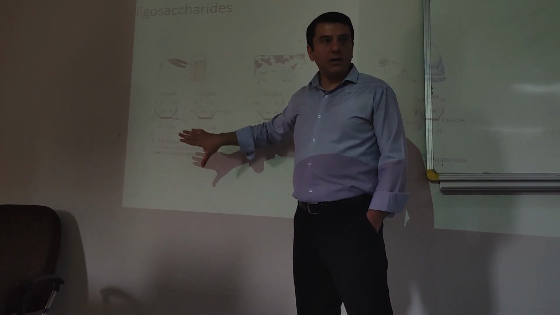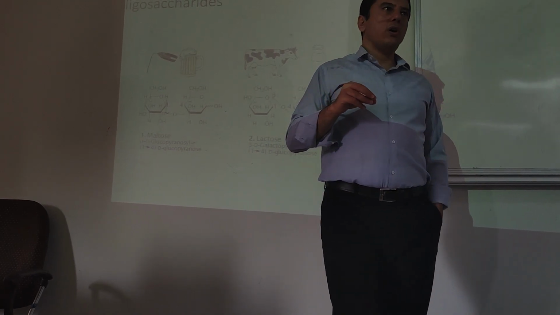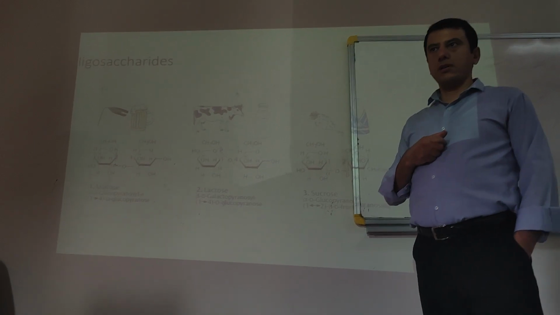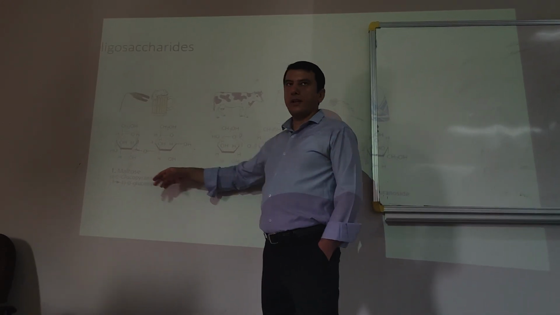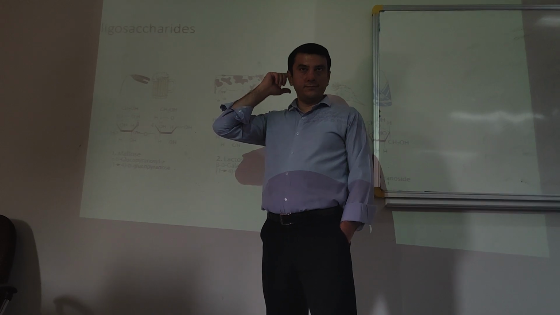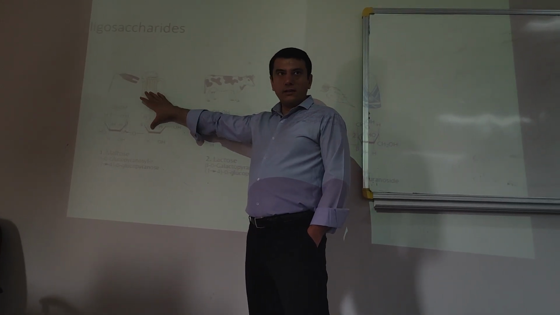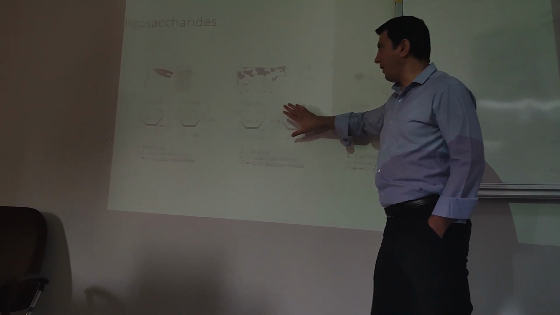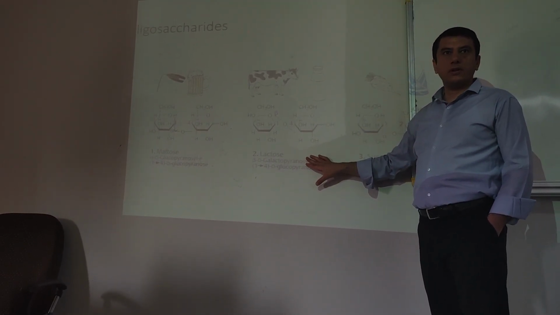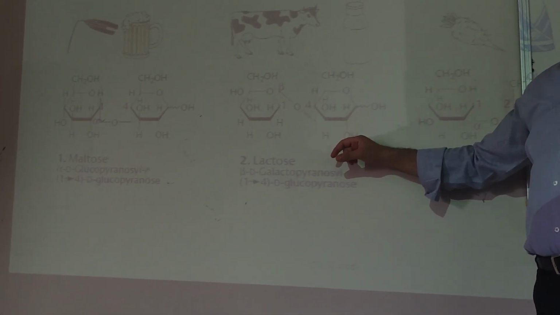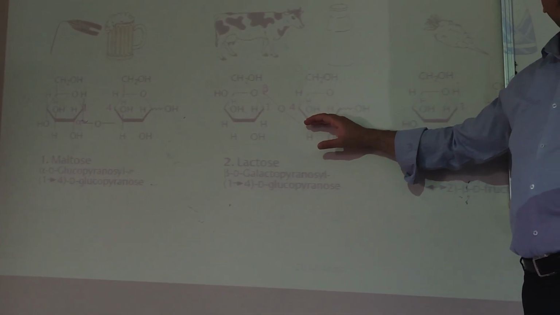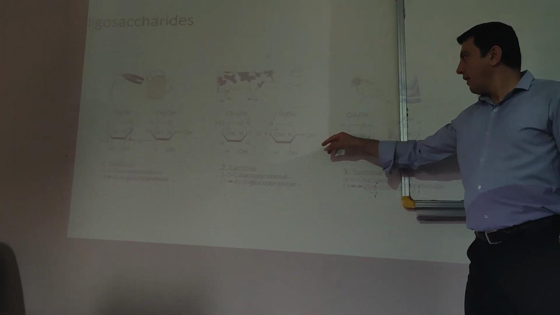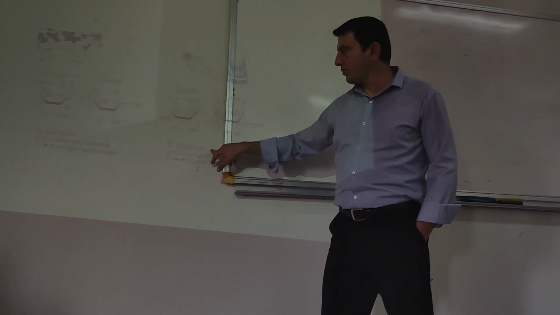You can find maltose, which is used to produce beer, for example. Beer. This is a type of disaccharide, maltose. The other one, lactose, the sugar which is found in milk. And the last one is sucrose.